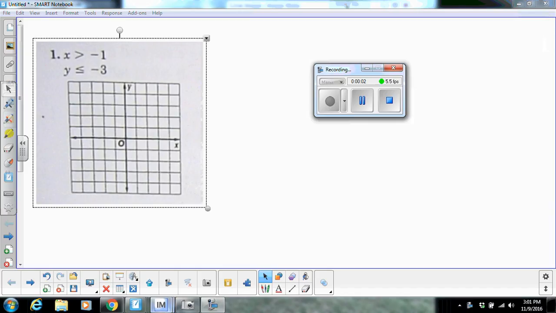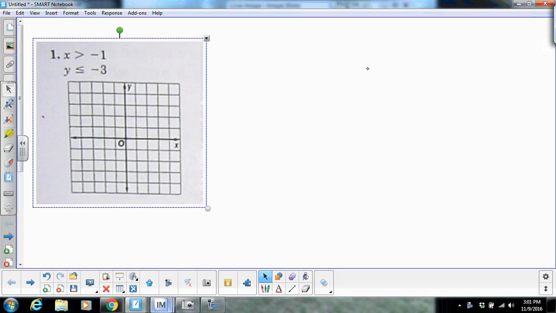All right, so let's knock out a few of your homework problems for tonight. Okay, number one, x is greater than -1. Remember, x is a vertical line, so we're going to go to -1, and we're going to draw a vertical line. It is dotted. Okay, and greater than means we're going to shade to the right.